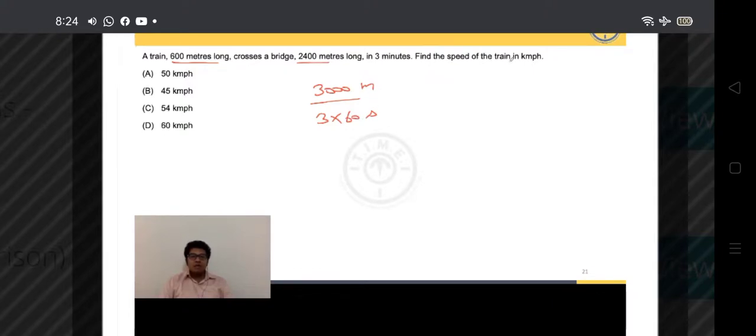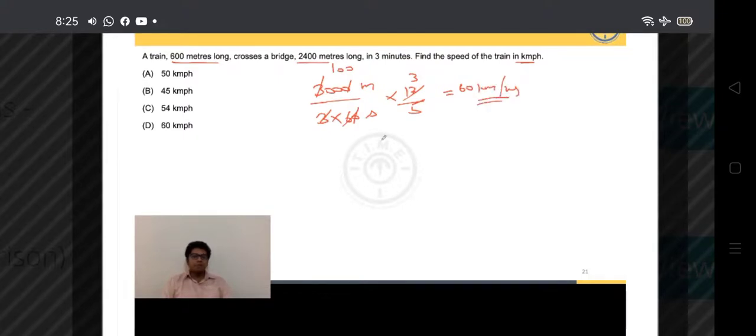So what is the question? In kilometers per hour. So I should multiply by 18 by 5. This will be our answer. So 3 will be 1000. Here 60, cancel it. This will be 100 now. So 100 by 5 will be 20. So this will become 3. So 20 into 3 will be 60. Hence the speed of the train will be 60 kilometers per hour.